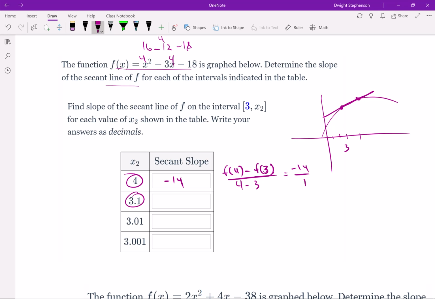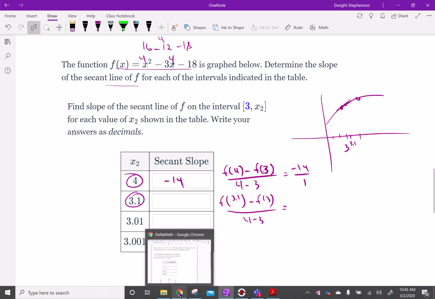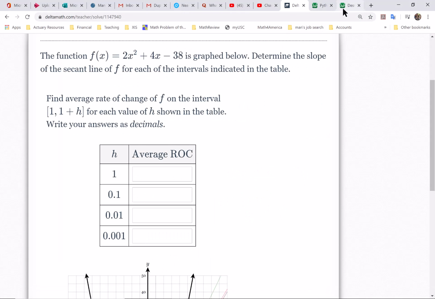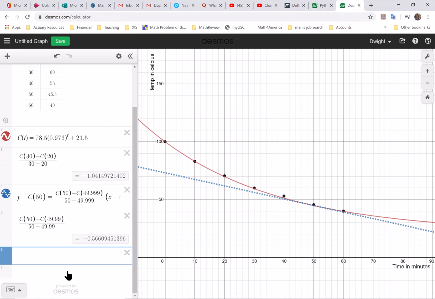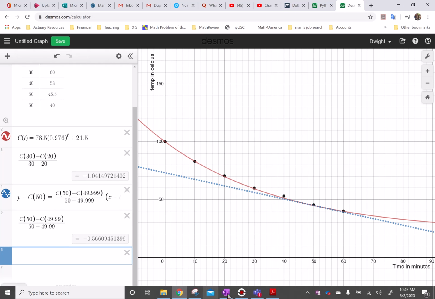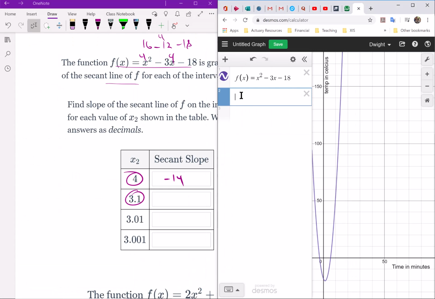Now we're going to go to 3.1. So we're going to make this second point even closer to the original point. We're going to put it here, and we're going to find the slope of that secant line. And again, it's just going to be f of 3.1 minus f of 3 over 3.1 minus 3. For f of 3.1, you need a calculator. You can go to Desmos or use some other calculator, but you put your function here. Let me pause so I can get it on here. Okay, we got Desmos up now.